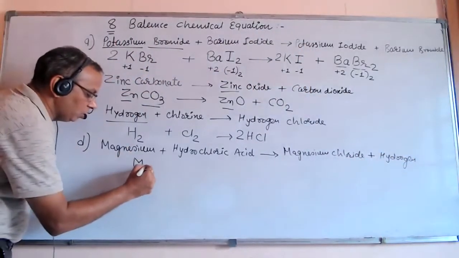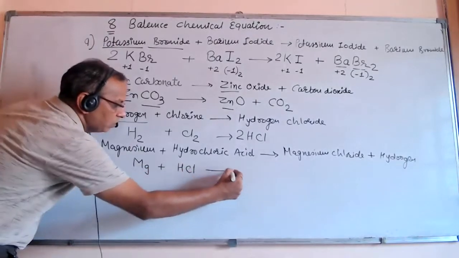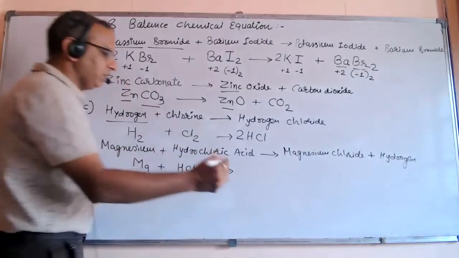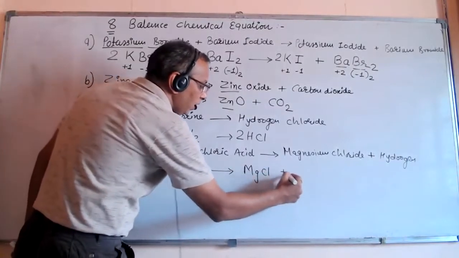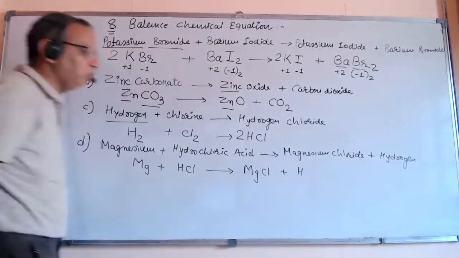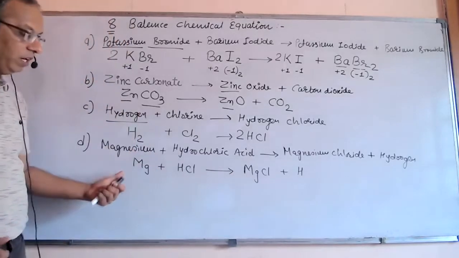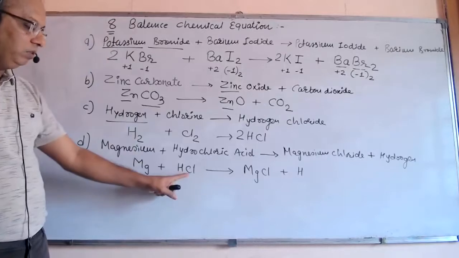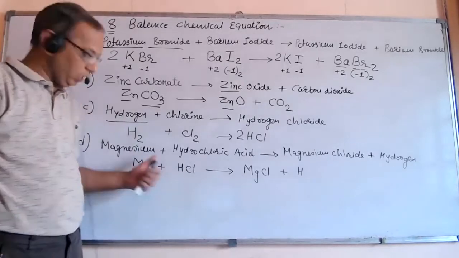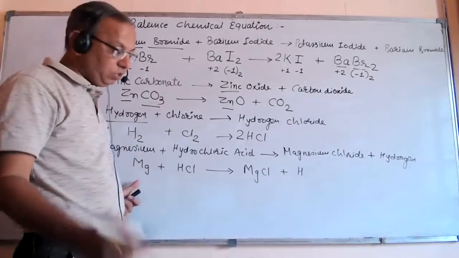Symbol of magnesium is Mg. Hydrochloric acid is HCl, friends. Right side: magnesium, chlorine and hydrogen. Now what to do? First, symbols are written. Okay, symbols are done. But to correct the formula, hydrochloric acid, plus 1 minus 1 equal, this is alone. No need to balance it because it is monoatomic.